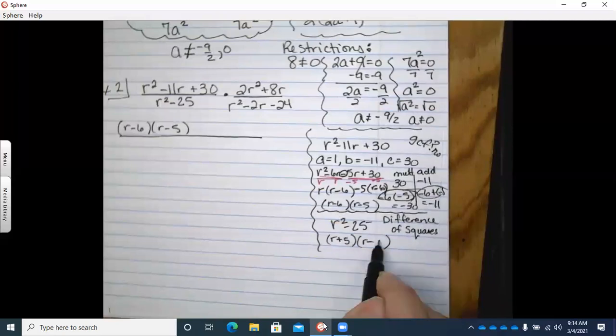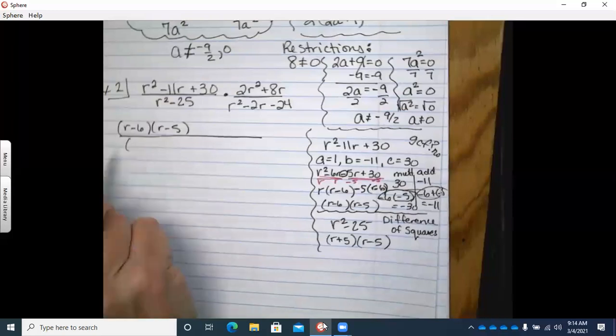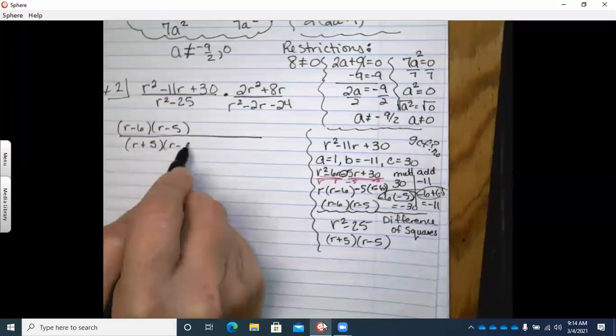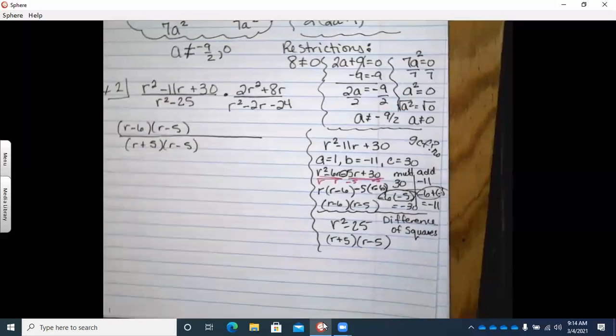Factored. That only works if you have a difference of squares. So my bottom left factored into R plus 5 and R minus 5. Those are so easy. If you know the identity, you can do it super fast.